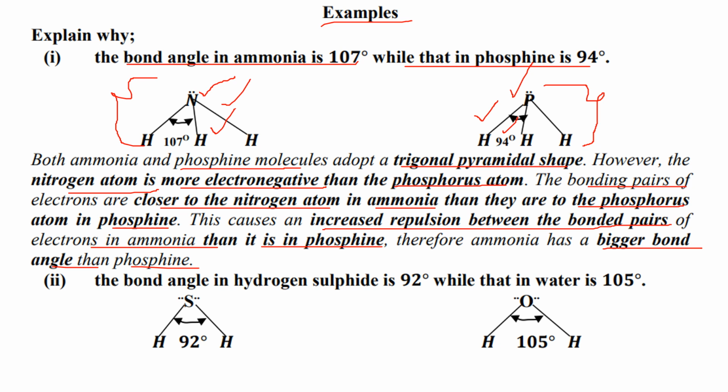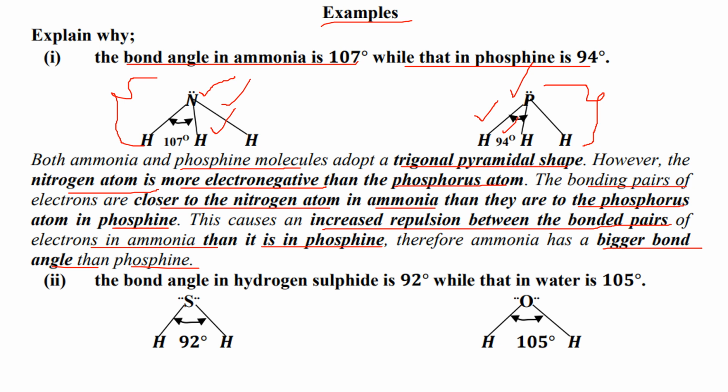So the takeaway here is that the more electronegative the central atom is, the closer it attracts the bonding electrons towards itself. And the more it attracts the bonding electrons towards itself, the more they increase the electron density between the bonding pairs, and hence they increase the repulsion. And once repulsion increases, the bond angle also increases. So nitrogen is more electronegative than phosphorus. That's why it adopts a larger bond angle in its molecule as compared to phosphorus in phosphine.